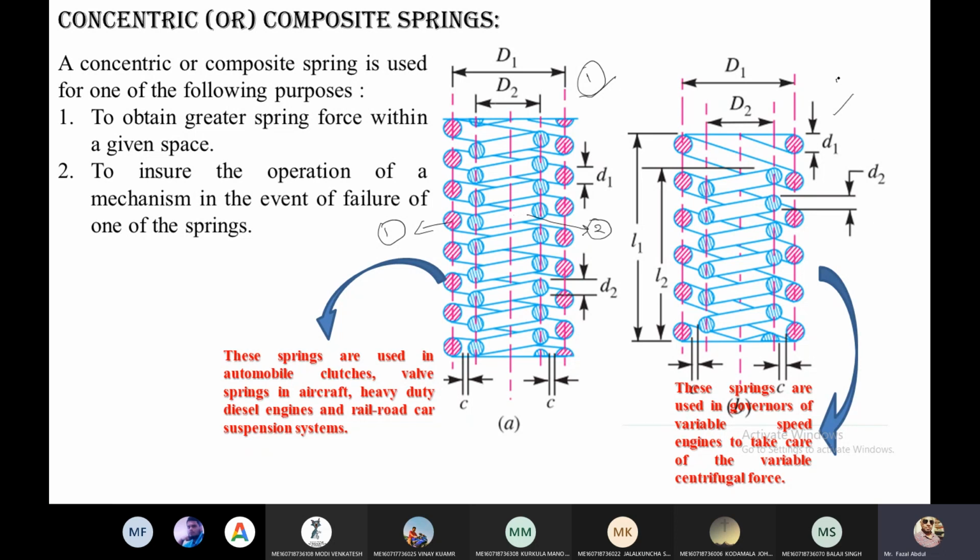Now if you see the second type of spring, what is the difference here? One spring has a longer length than the second spring. That is a slight difference. So concentric or composite spring means more than one spring present on a similar axis. That is treated as a concentric spring. These springs serve two purposes. First one is to obtain the greater spring force within the given space.